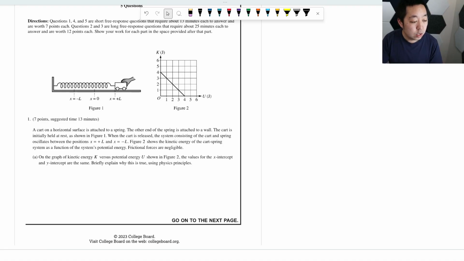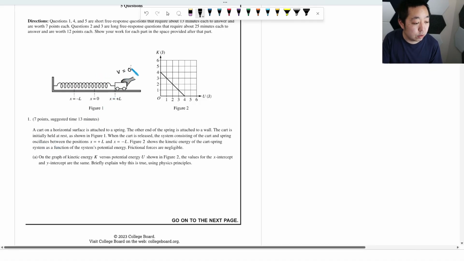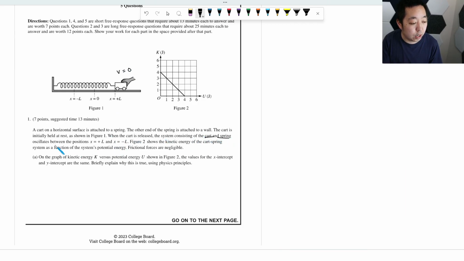So we have a cart on a horizontal surface attached to a spring. The other end of the spring is attached to a wall. The cart is initially held at rest, so I'm going to write v equals zero there. When the cart is released, the system consisting of the cart and the spring oscillates between the positions. So this is simple harmonic motion.